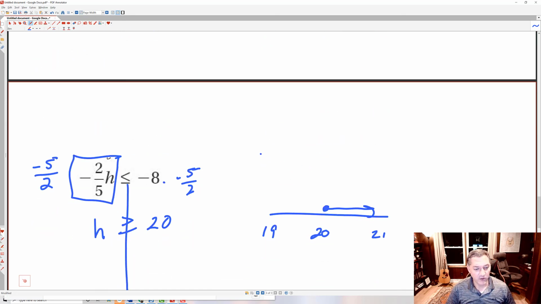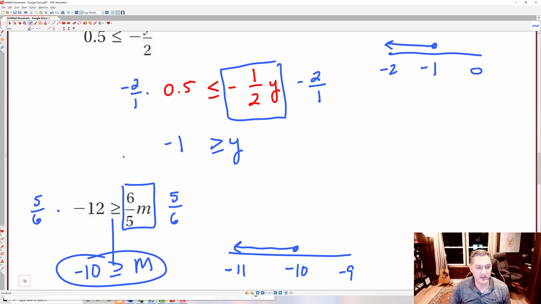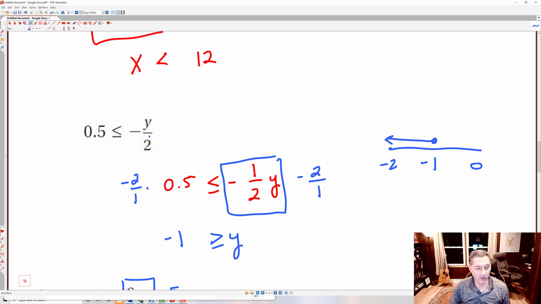And I think that was all the problems I have for you. Big takeaway, remember two major things. Number one, if you just have like a variable over a number, make sure you rewrite it as like 1/2 y. And then whenever you are dividing or multiplying by a negative coefficient, make sure that you flip the sign. All right. So hopefully that makes sense to you.